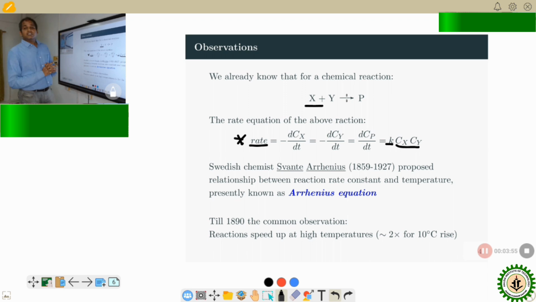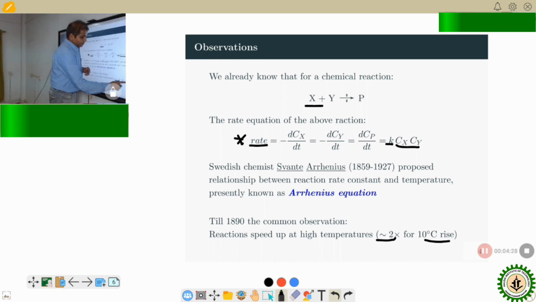So, the Swedish scientist Svante Arrhenius proposed a relationship between the temperature and the rate constant, and that relation is known as the Arrhenius equation. But before Arrhenius, from observations of some chemical reactions, it had been established that the rate increases twice per each 10 degrees centigrade increase of temperature. This was the general observation.